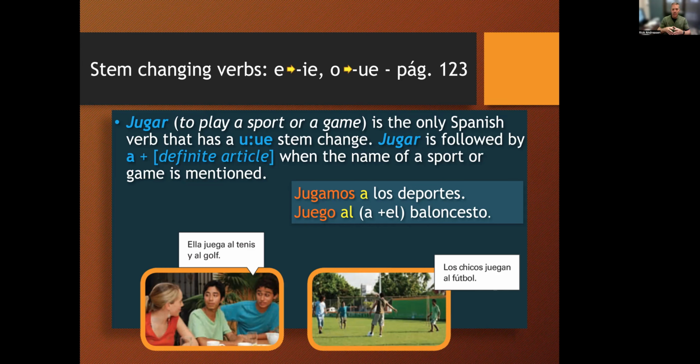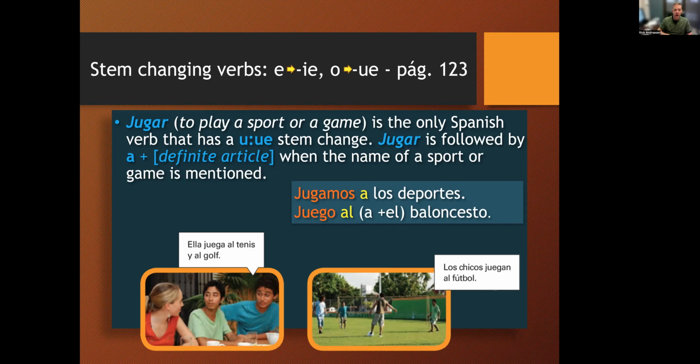So these pictures on the bottom are actually from the video lectura with video novela with Marisa. Ella juega al tenis y al golf. Los chicos juegan al fútbol. Okay?